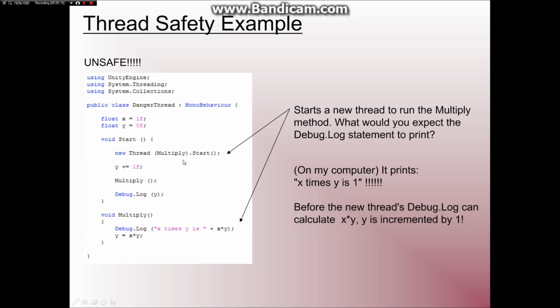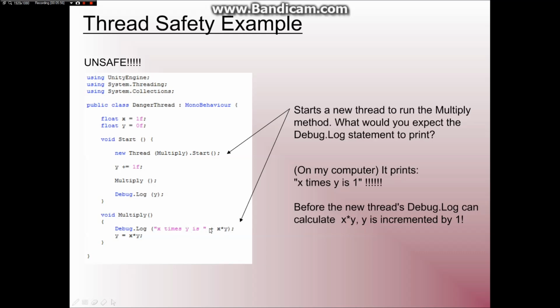Now, after this new thread is initialized, we increment y, and then we run multiply on the main thread. So multiply is being run on a new thread and the main thread concurrently. And the result you might expect, if you have a look at the order of the start method, is that you would expect the multiply on the new thread to print out 0, because x times y would start as 1 times 0, which is 0.